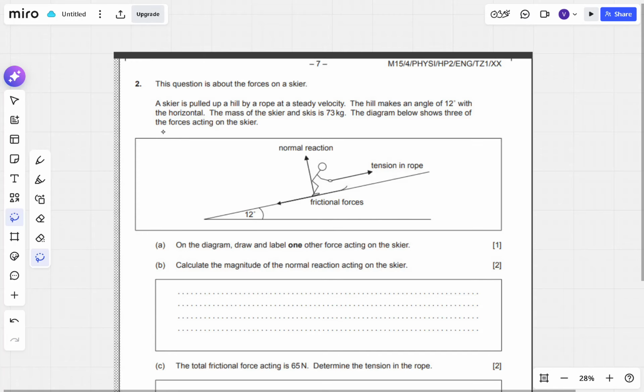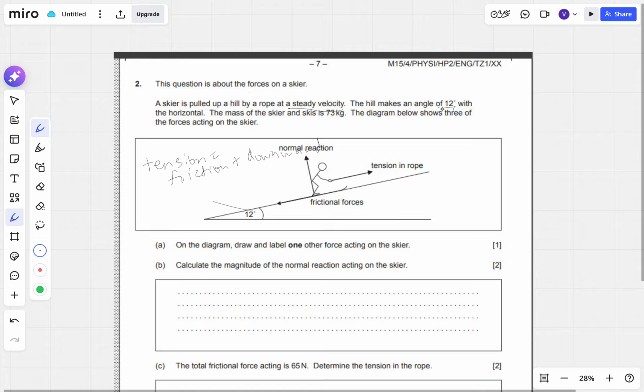Yes. Today we're going to be talking about IB physics, and this is one of the questions for the forces and Newton's chapter, which is just the basics, and it's a good foundation because a lot of the questions are centered around something like this. So over here we're talking about the forces which are acting on the skier. The skier is pulled up by a rope at a steady velocity. Steady velocity would mean that the tension is equal to the friction plus the downward force.